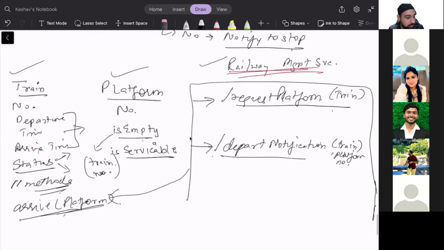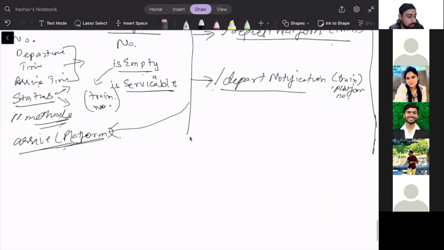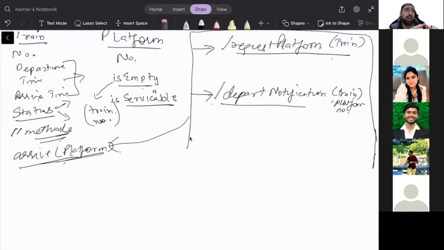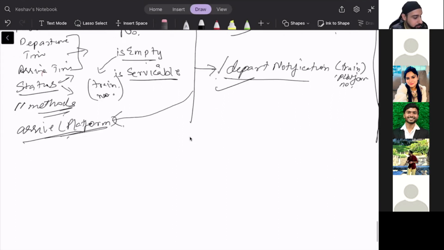Okay, so coming to this thing, the request platform and the depart notification from the train. How would you solve the two endpoints? I'm not talking about the most optimal code. I'm talking about clean code as well as the correctness of the solution. How would you like to solve these two things now? Anyone want to take a stab at it?